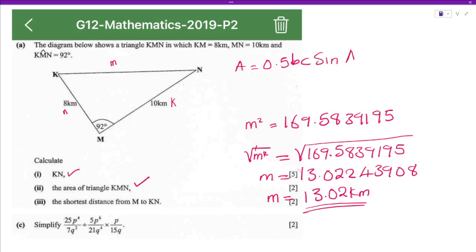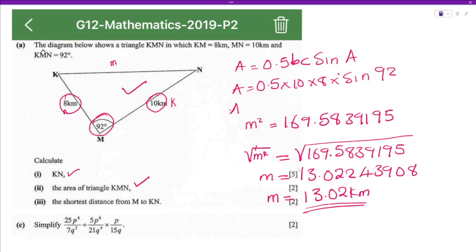Sine A. This is a formula where b and c are sides, and A here is the included angle. So we said for this type of equation, it's very easy. These two sides they gave you are the ones you're going to plug in here. You are going to assign one as b, the other one as c. So we're going to say area is equal to 0.5 times, let's assign the 10 kilometers to b and the 8 to c, and then times sine A. Sine A here is basically just the angle where those two sides you have picked are meeting. So that's 92 there.